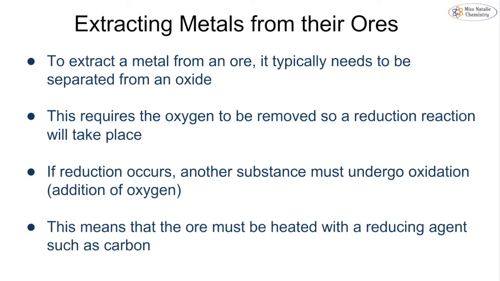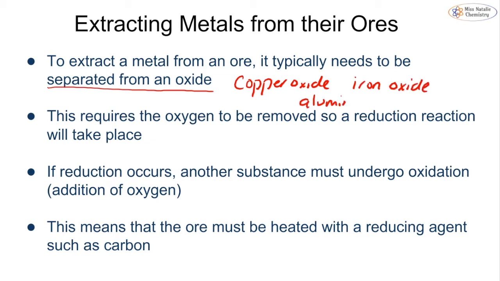Now, if we are extracting a metal from its ore, we typically have to separate it from an oxide. So we may have something like copper oxide or iron oxide, or even aluminium oxide. These are the key ones that we're going to look at in this topic. And it is all about how we get the metal from these compounds.